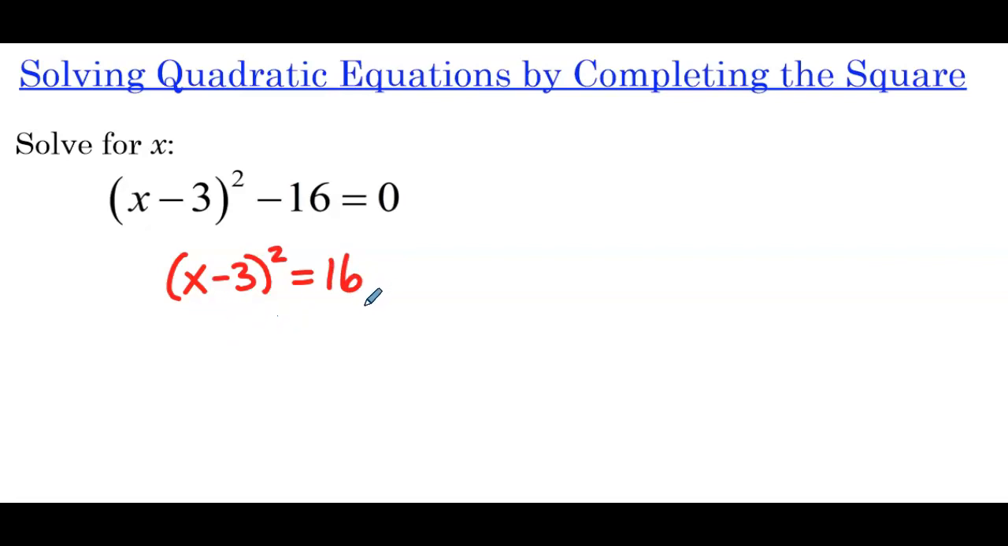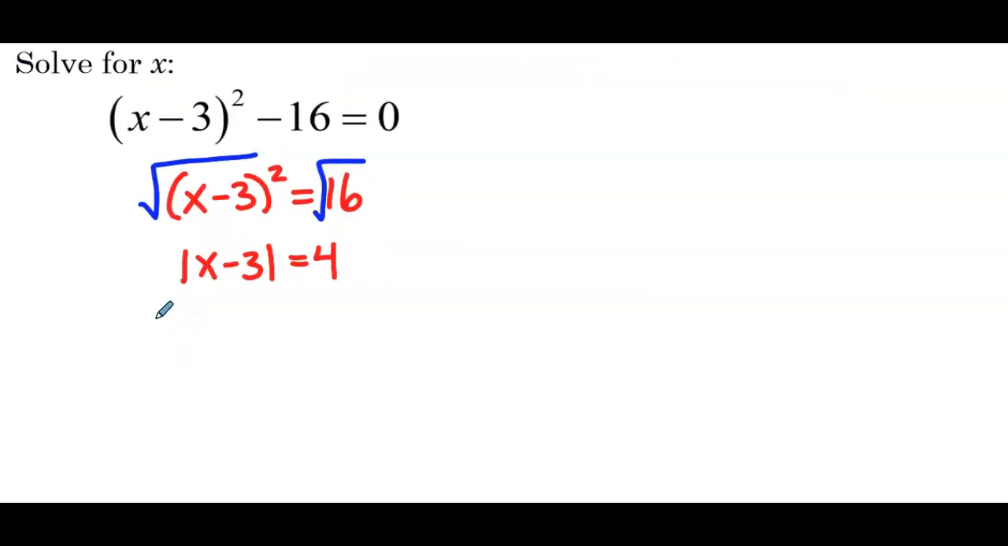Well, now this looks like a quadratic equation that we solved by creating an absolute value equation. And the way we did that was to take the square root of both sides here. The square root of (x - 3)² became the absolute value of x minus 3. The square root of 16 is 4. And then we created two smaller equations. So x - 3 = 4, and the negation of x - 3 = 4.